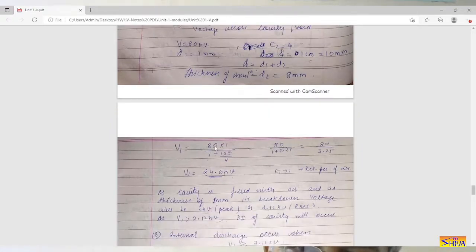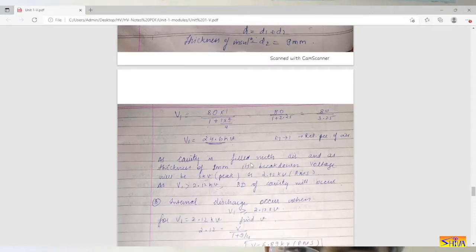So V1 we are getting 24.6 kV. Now epsilon 1, here epsilon 1 is the relative permittivity of the medium. It is filled with air, so it is 1. So by proper substitution we are getting V1 as 24.6 kV.